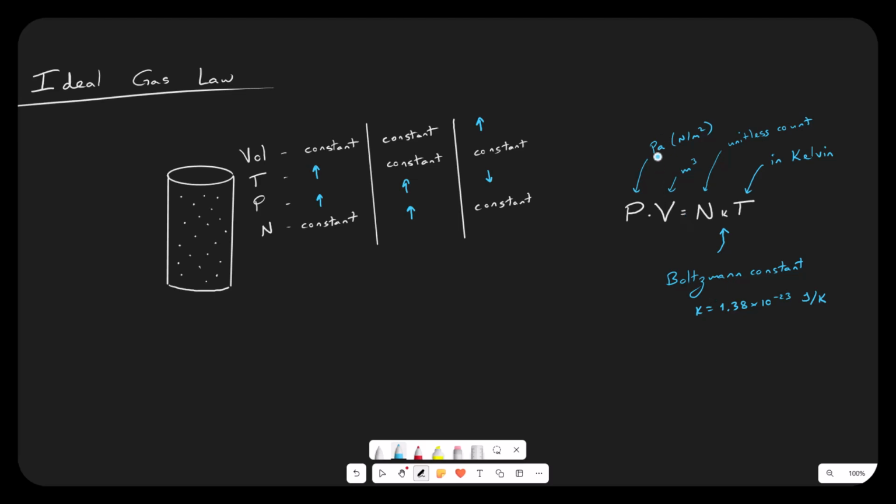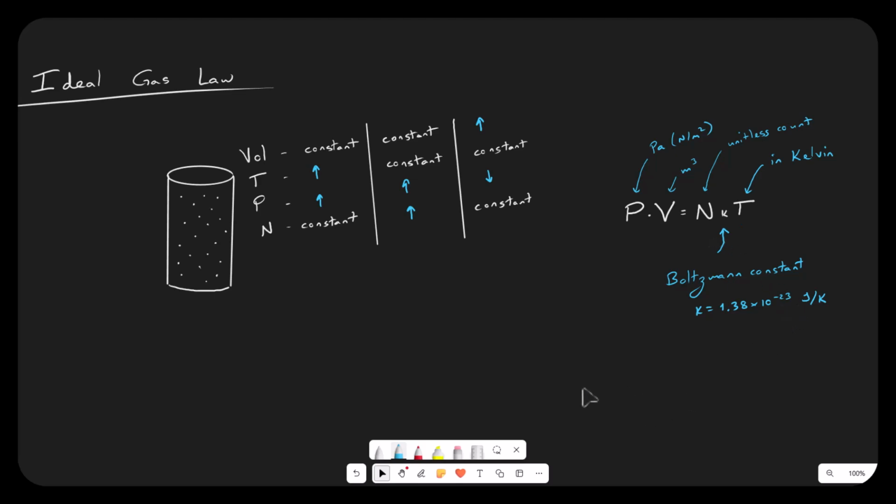It's joules because when we take a pressure and multiply it by a volume, we're getting newtons per square meter times cubic meters, which is a newton times a meter, which is a joule. So the right side is going to need to come out to joules also. N doesn't have any units, so we've got temperature here in Kelvin times k, which has to come out to joules, so we've got to have joules per Kelvin.